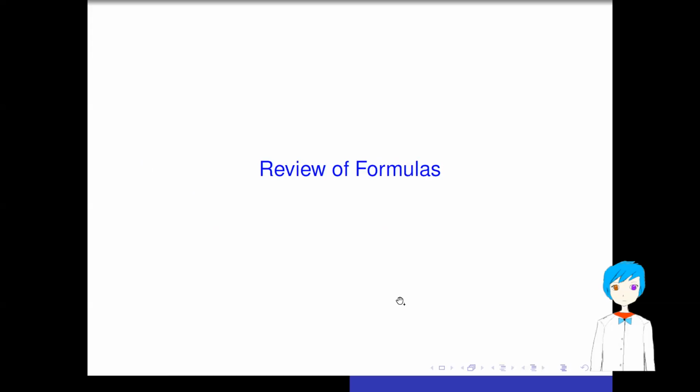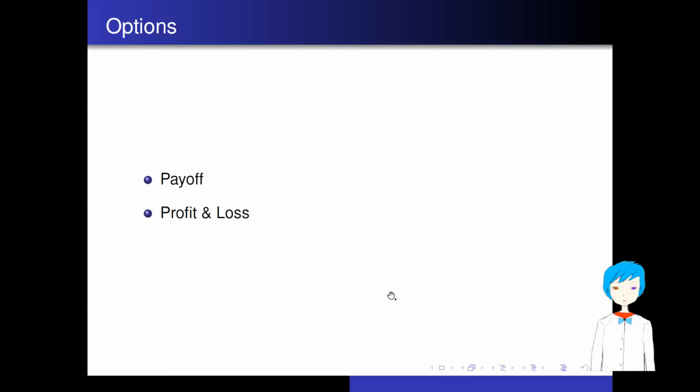As the second part, I would like to do a brief review of the formulas we have learned in the first half of the quarter. For options, we have the payoff function of our option. Also, we have the profit and loss of either buying or selling an option. Simply speaking, the profit and loss for buying the option is the payoff minus the premium.